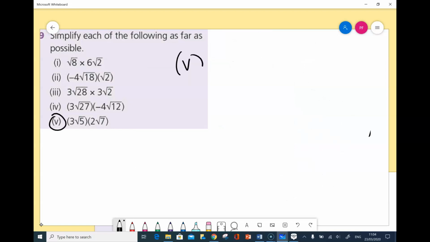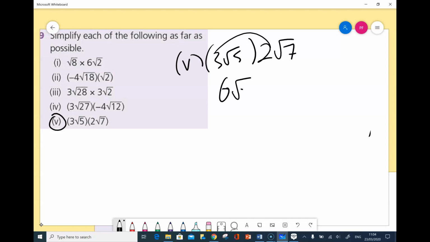Okay, part 5 here, so I've got 3 root 5 multiplied by 2 root 7. So 3 times 2 is 6, and then I've got root 5 multiplied by root 7. Look, there's no way of simplifying root 5, there's no way of simplifying root 7, so I might as well multiply them together. 5 times 7 is root 35.